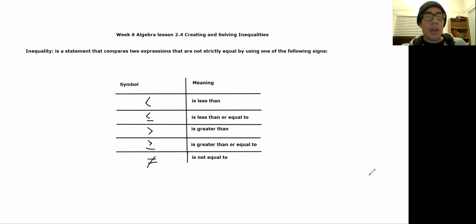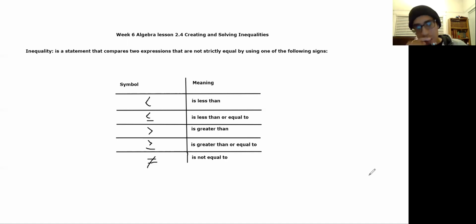We're in week 6 for algebra, lesson 2.4, creating and solving inequalities. Luckily for you, this is going to be very similar to the creating and solving equations lesson that was probably around week 1 or 2. The reason we waited this long is that inequalities are related, but they're not going to be the sole focus. I just need to go over how they're formed and what they are, and then we're going to move on to something else.